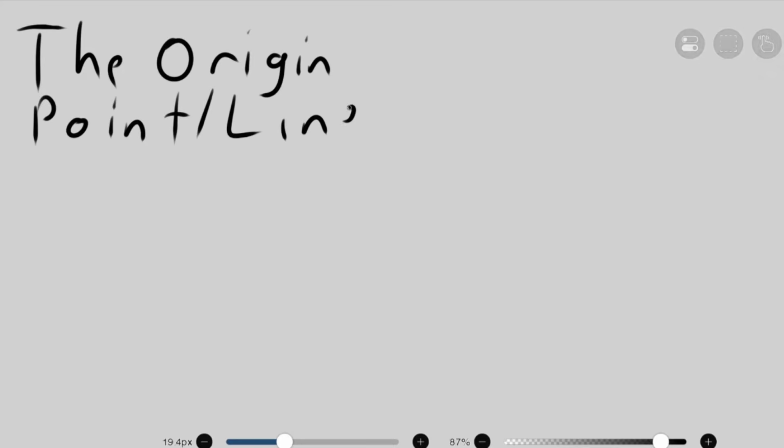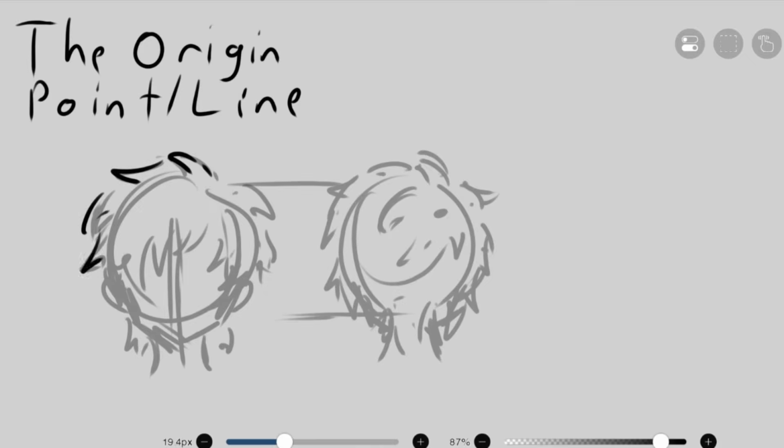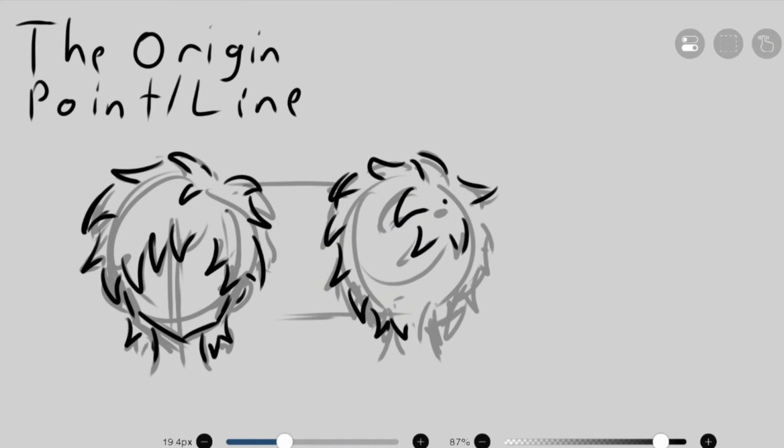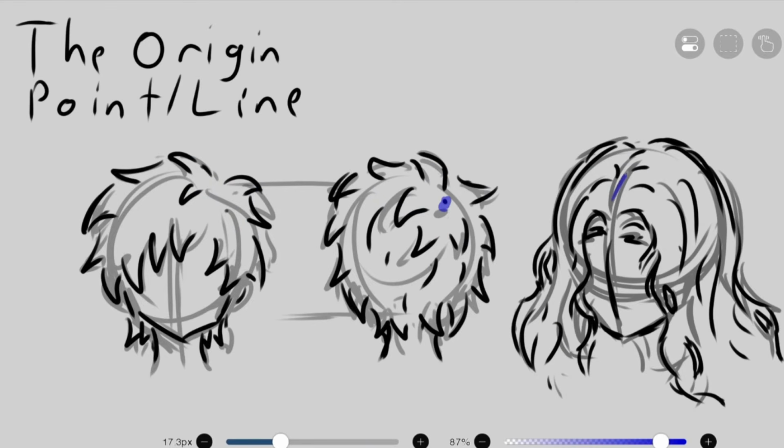The origin point or line. Parting that makes it look like the hair is originating from it. Again, could be a point or a line. It may seem like a lackluster thing to know, but it's really useful for drawing the hair from different angles. It's particularly important for short hair as well.